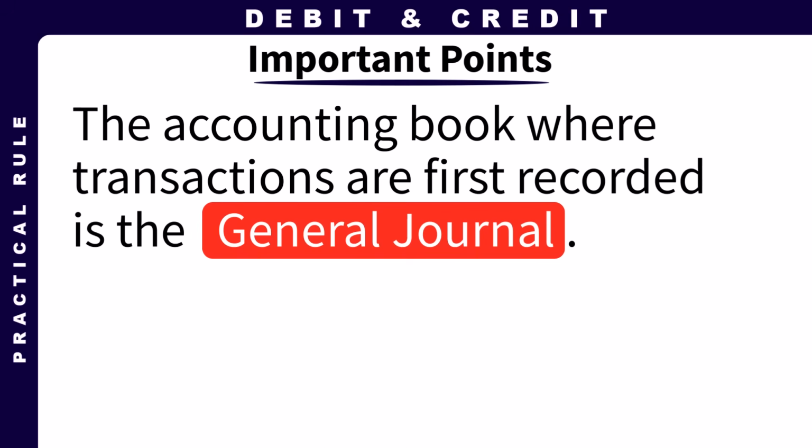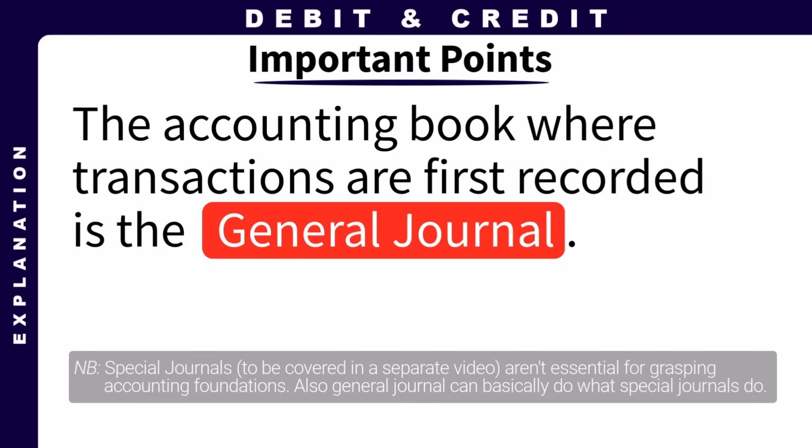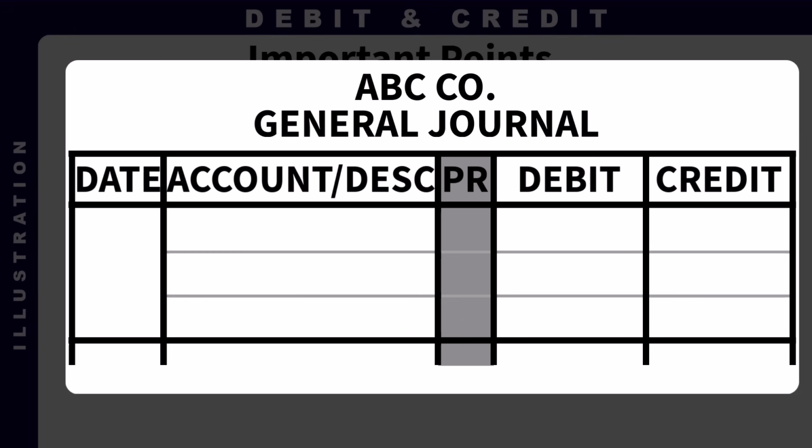The first book of record in accounting where transactions are first recorded is the general journal. Whether an entity purchased a car, sold goods or services, or does any other transaction, the effects of the transaction are first recorded in this accounting record, the journal. This original book of records, which is the journal, has a tabular format with a few columns, as you can see. It typically has 5 main columns.